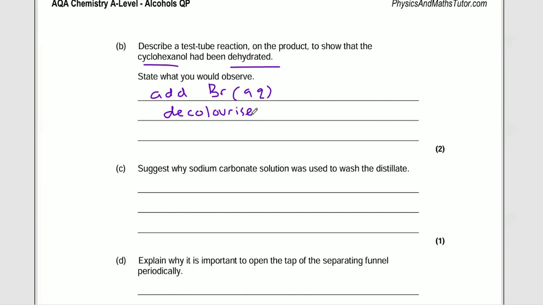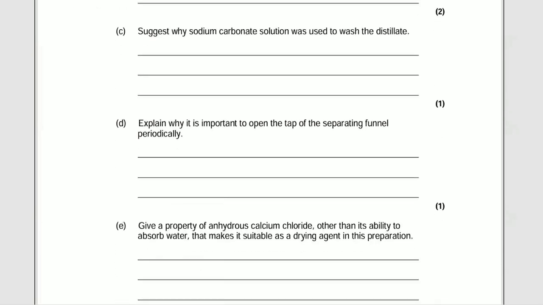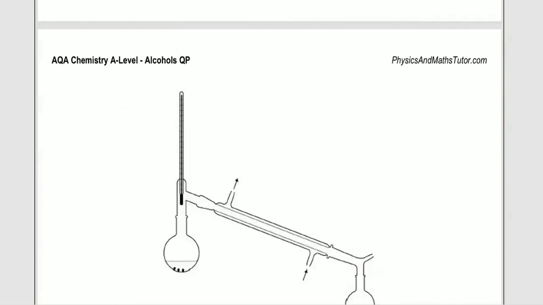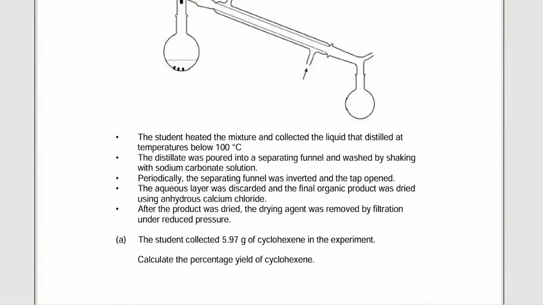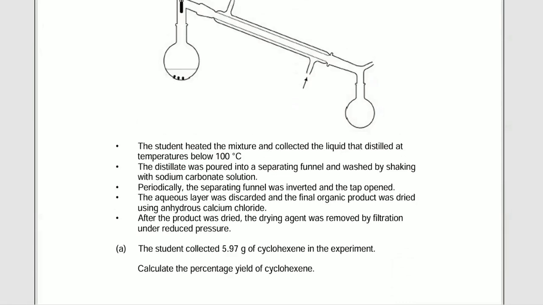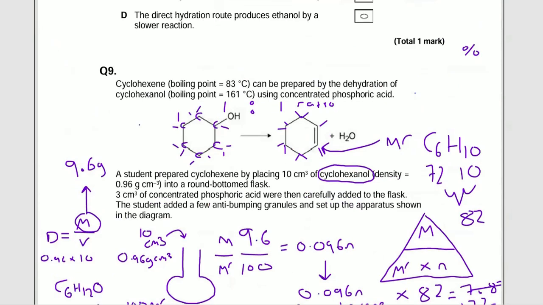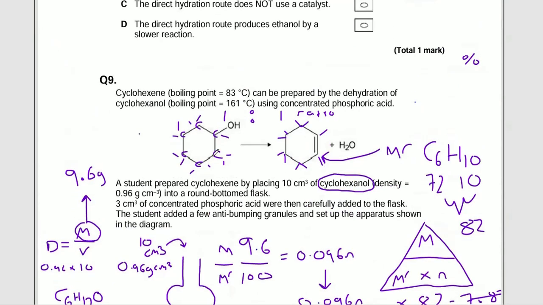Okay, the next question. Suggest why sodium carbonate solution was used to wash the distillate. So why did they use sodium carbonate? What do we use carbonates for in organic chemistry? Obviously, they can be used as an analytical tool. They can test for acids. In this situation, we're using the carbonate to remove acidic impurities. And if you look at the method, the acidic impurity here says somewhere in the stem.